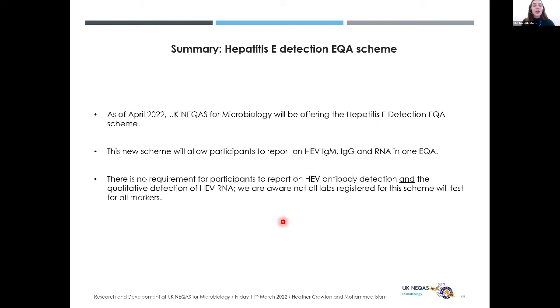So just to summarise, as of next month in the new financial year, UK NEQAS for Microbiology will be offering the Hepatitis E Detection EQA scheme, which will allow participants to report on IgM, IgG and RNA all within one EQA. And just to let you know, we are aware that there are participants that only registered for the serology scheme or were only registered for the molecular detection scheme. And that's absolutely fine. There's no requirement for you to report on both of these markers. If you were only testing for antibody detection, you only report for antibody detection, and likewise with RNA.